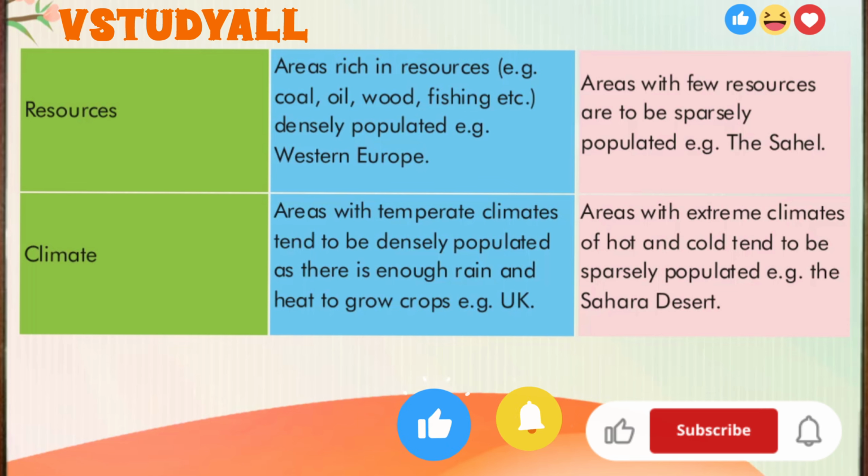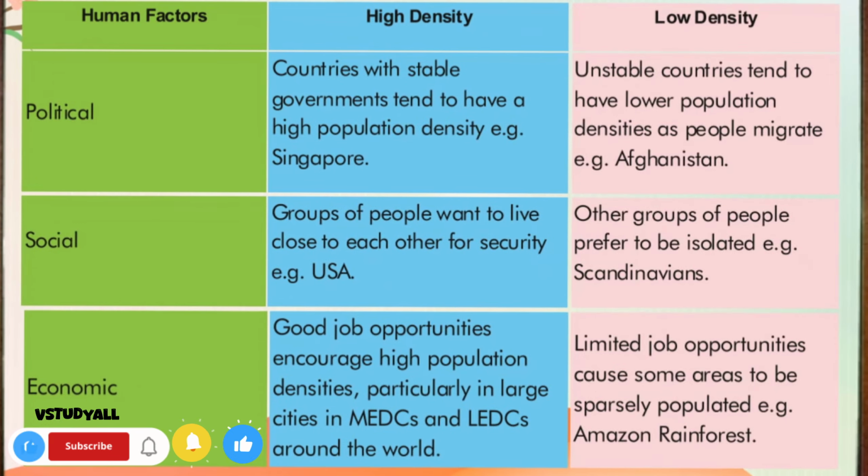Example, the Sahel. Climate: areas with temperate climates tend to be densely populated as there is enough rain and heat to grow crops. Example, the UK. Areas with extreme climates of hot and cold tend to be sparsely populated. Example, the Sahara.